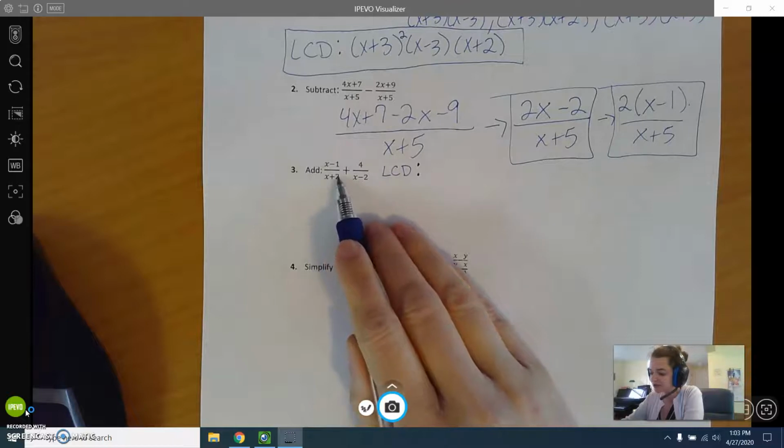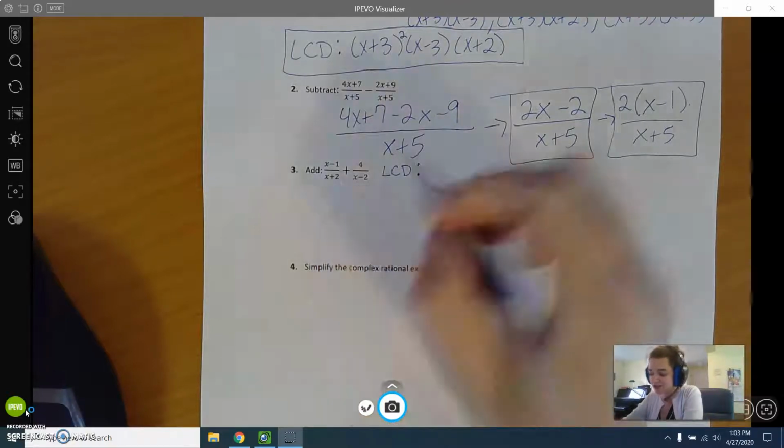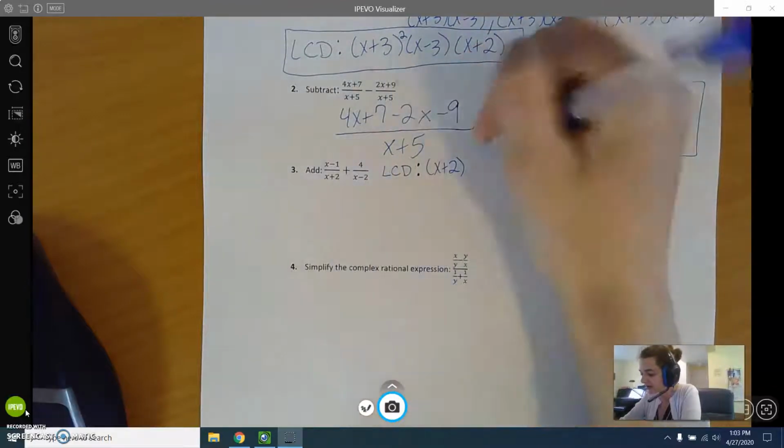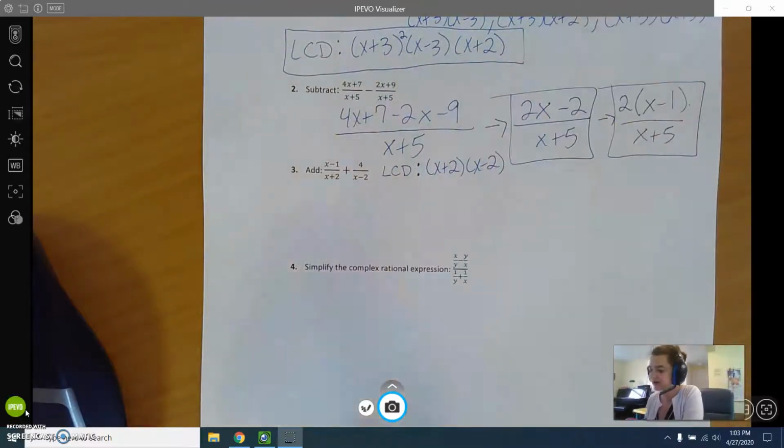So my factors for my first denominator is just an x plus 2. And my factor for my second denominator is an x minus 2. And so my least common denominator has both factors from both denominators, okay? So that's an x plus 2 times x minus 2.